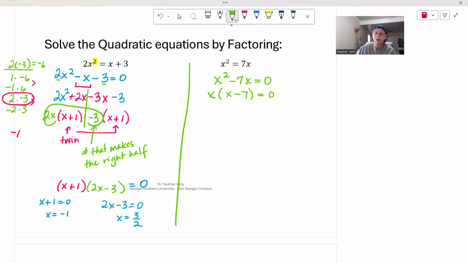These guys are fully factored, just like these two are fully factored. And so now we get to set each of those factors equal to 0. So we have x is equal to 0 and x minus 7 is equal to 0. So x is equal to 7.